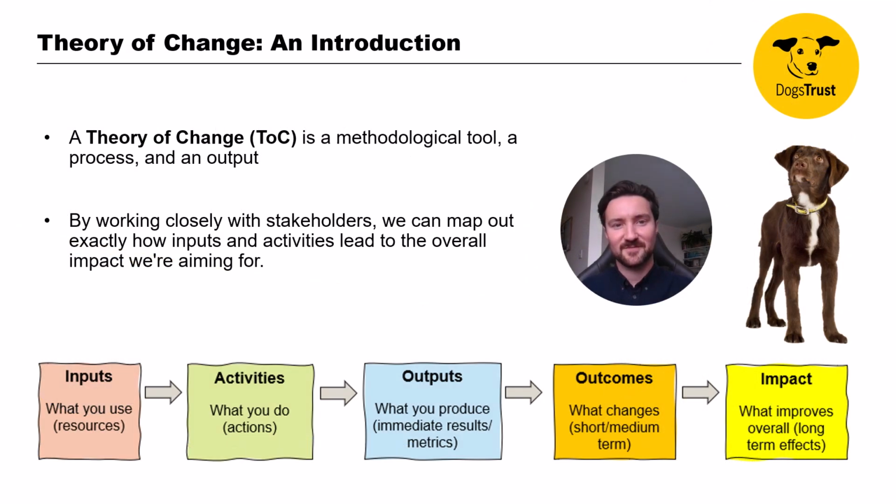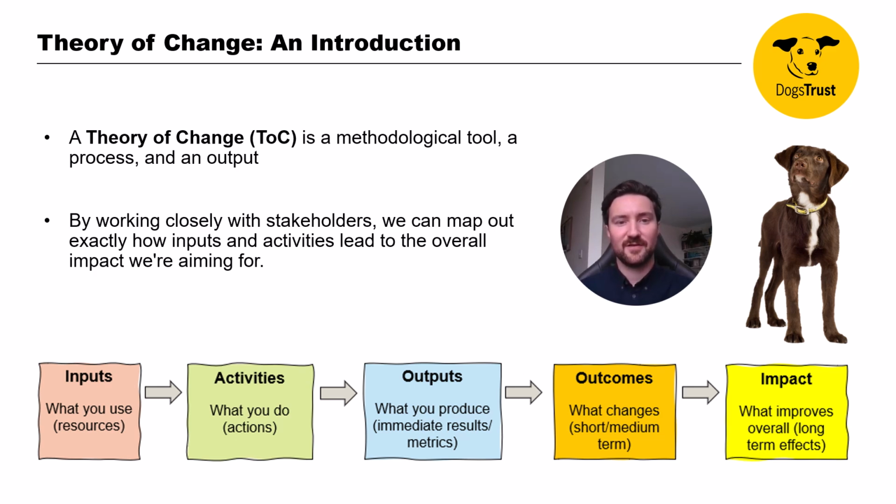In our work at Dogs Trust, we use the theory of change methodology to help develop our impact measurement frameworks and future data collection tools. A theory of change is a methodological tool, a process, and an output in and of itself. As a tool, the theory of change is a framework to guide thinking and action. As a process, it is an opportunity for stakeholders to collaborate and reflect on their project, where the output is the map created through this process, which can then be used internally and externally to communicate your vision and how step by step you intend to achieve your proposed impact.